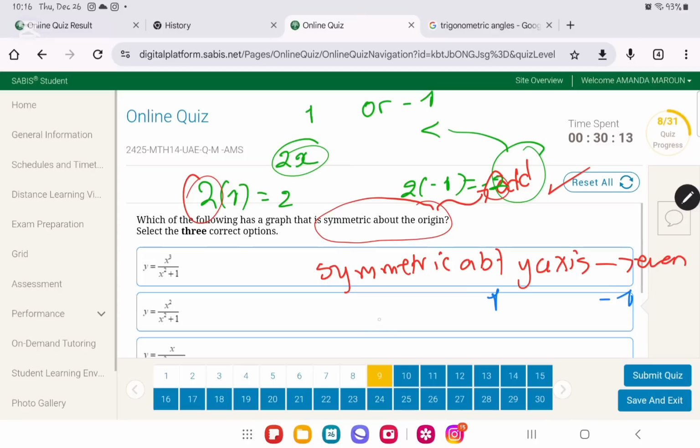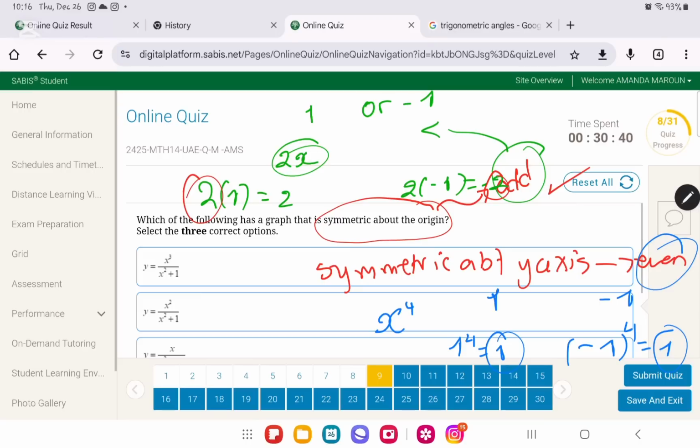So let's say we are talking about x to the power of 4. If we substitute 1, it's 1 to the power of 4, which is 1. Or minus 1, it's minus 1 to the power of 4, which is also 1. So if they give you the same answer, like 1 and minus 1 or 2 and minus 2, and you put them in your function and they give you the same answer, then it is even.